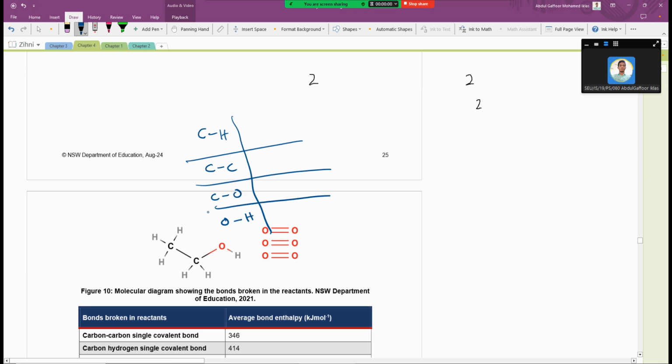So first we have to summarize this. How many carbon hydrogen bonds here? 1, 2, 3, 4, 5. 5. You have to just cut it off as you count, then only you can count correctly, otherwise you may make a mistake, right? Carbon carbon 1, carbon oxygen 1, oxygen hydrogen is also 1. And how many oxygen bonds are there? Double bond, in terms of single bonds, 6.